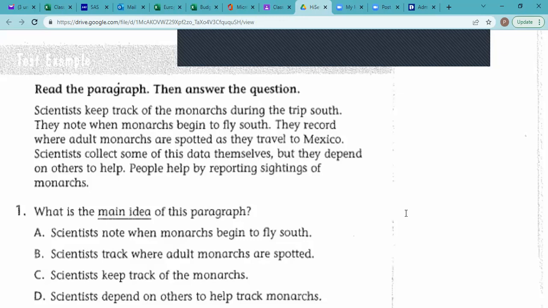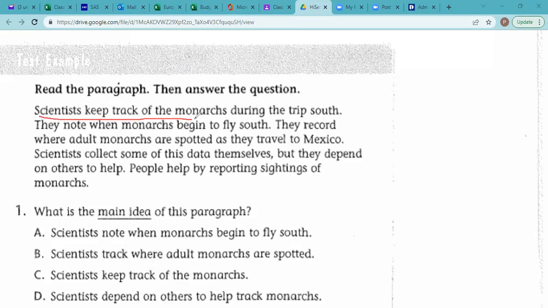All right, so your answer to number one is actually going to be C. Scientists keep track of the monarchs. And if you noticed in that first sentence right here, scientists keep track of the monarchs during the trip south. So your main idea is in the first sentence of that paragraph. So C is your answer. Okay, let's go on.